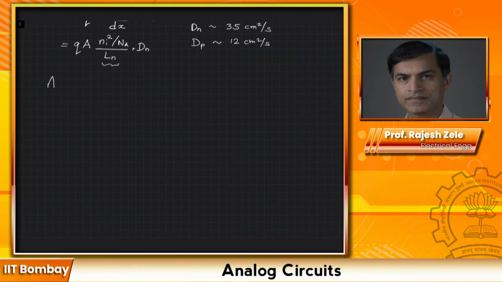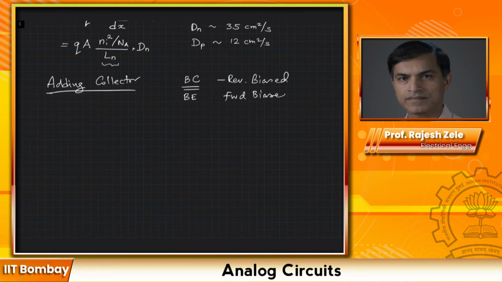So adding the collector, if you remember, we said it's the active region. In the active region, the base-collector junction is reverse biased and the base-emitter is forward biased. We already looked at that. So we will keep this as it is and we will only introduce the base-to-collector reverse-biased junction.